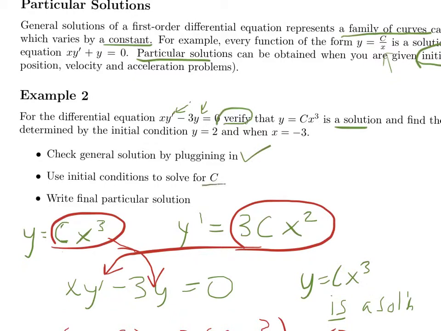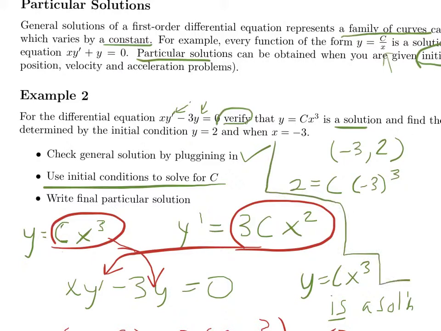Now we want to use our initial conditions to find c. What are our initial conditions? x equals -3 and y equals 2. Okay, (-3, 2) is a solution point. All right, so we take that point and we plug it into our function: 2 equals c(-3) cubed.